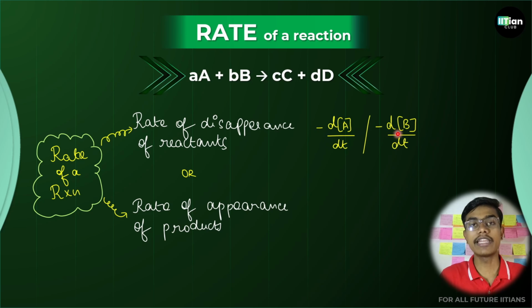Same goes with B: minus d[B] with respect to time. Rate of change of A with respect to time, that is decreasing, so the minus sign. Similarly, for appearance of products, it is rate of change of C with respect to time and rate of change of D with respect to time.